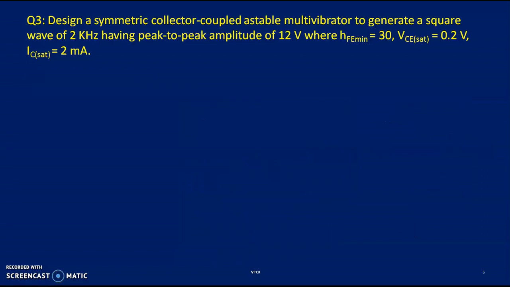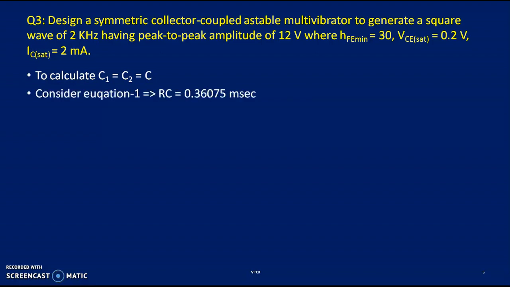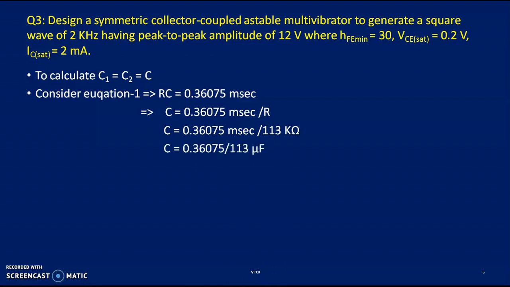So in order to calculate C, let us go back to equation 1. In order to find out C1 equal to C2 equal to C, after finding this R, we can use this equation 1, RC equal to 0.36075 millisecond. In this, if you substitute the R value, then you will get the C value. Here millisecond by kilo ohms; that means millisecond by kilo ohms will become micro.